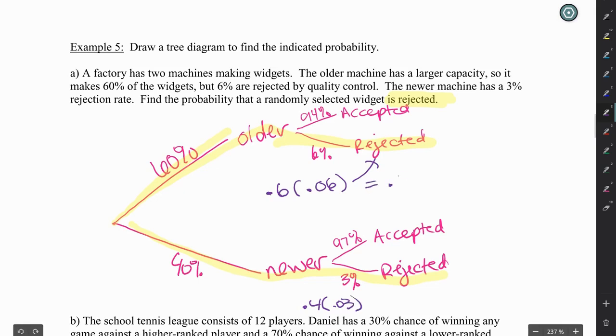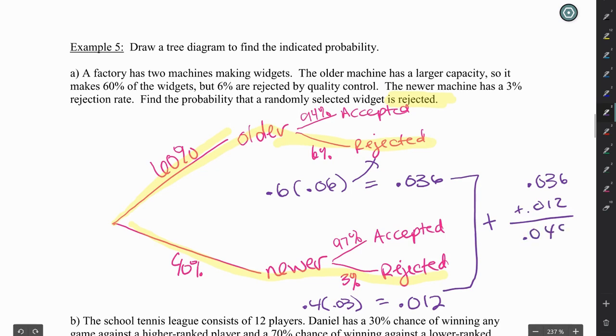So this would be 0.36. This would be 0.12. Oh, my decimals are in the wrong spots. I forgot to move it a third time. So we have 0.036, and this would be 0.012. I missed a decimal place. So now we add those together. If you have two branches that you're putting together, you do that by addition. So 0.036 plus 0.012 is 0.048, which means that 4.8% are rejected.